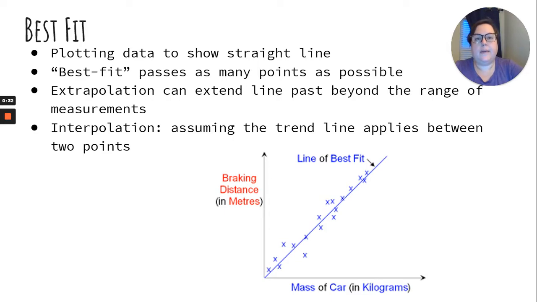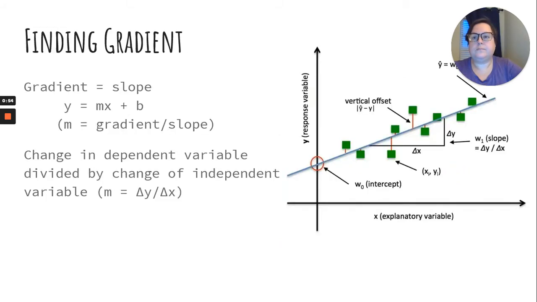Sometimes you want to plot that best fit line and then use that slope to decide if it's a direct relationship or an inverse relationship. You can also extrapolate values on that line, which means you're going to go past the range of your measurements, or you could look at them in between the measurements that you took.